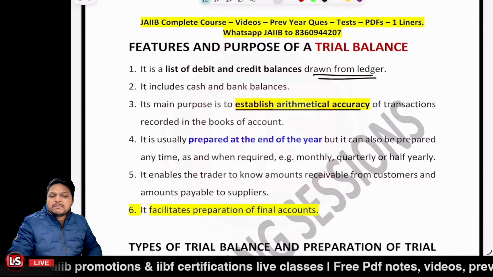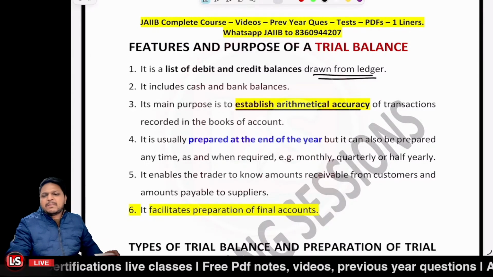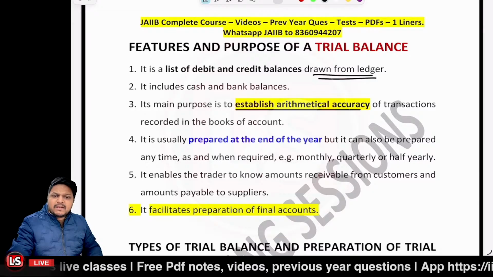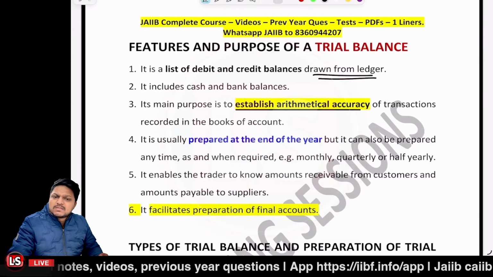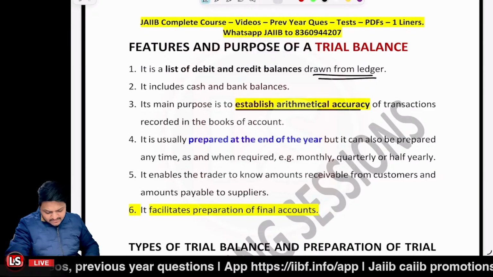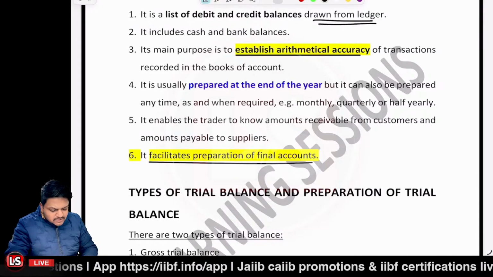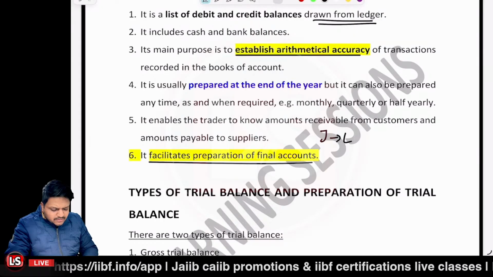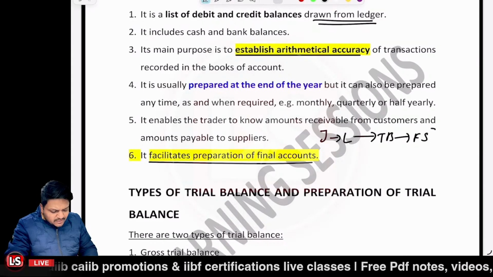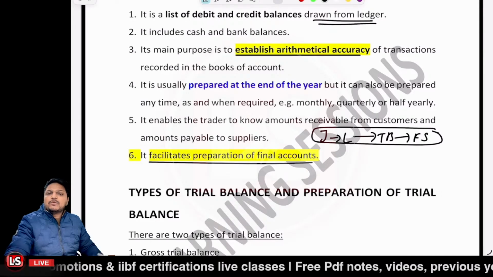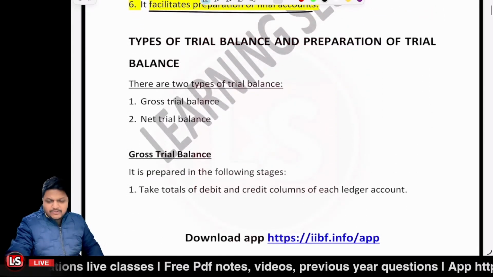Generally it is prepared at the end of the tenure, but we can prepare it at any time whenever required, like on a half yearly, quarterly or monthly basis, whenever we require. And it facilitates the preparation of final accounts because these are the steps. First of all, journal, then ledger, then trial balance, and only then the final statements or final accounts are to be prepared. So these are the steps which are to be followed, right?